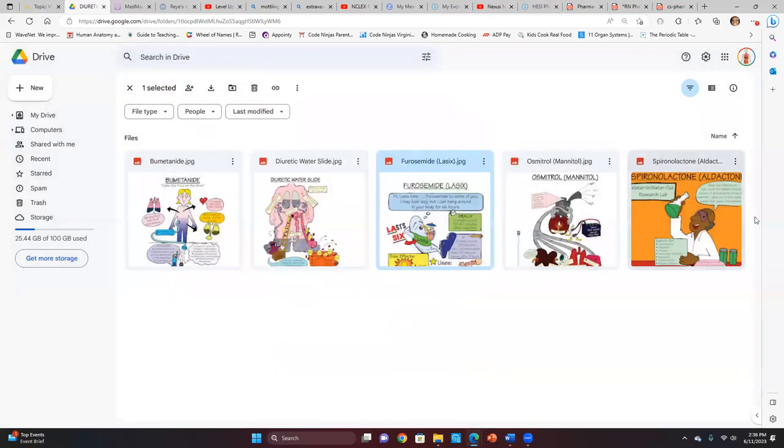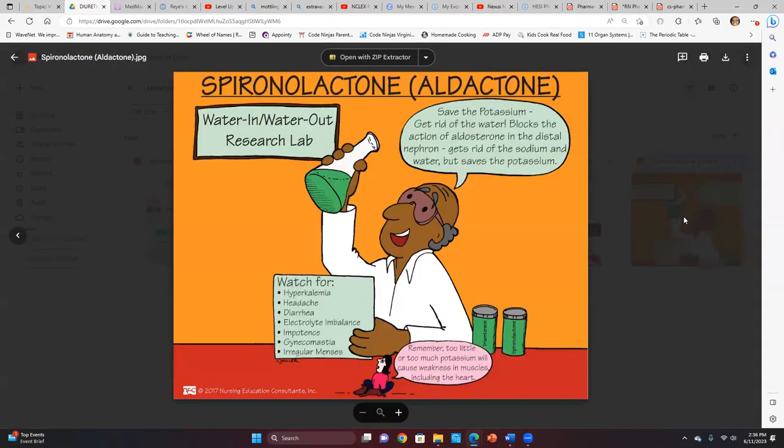Now, if the patient has issues with potassium, like we need to save potassium, they may be placed on a potassium-sparing diuretic, particularly spironolactone, okay? So now with this, we have to, of course, monitor the patient's potassium levels. Spironolactone, again, is a potassium-sparing diuretic. Okay, they will diurese, release that extra fluid that's causing them to have edema.